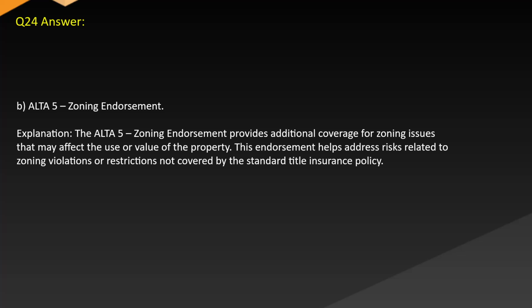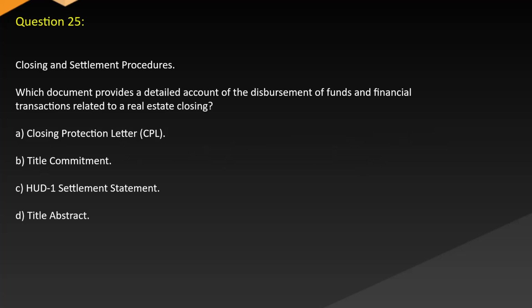Answer: B. ALTA 5. Zoning endorsement. Explanation: the ALTA 5 zoning endorsement provides additional coverage for zoning issues that may affect the use or value of the property. This endorsement helps address risks related to zoning violations or restrictions not covered by the standard title insurance policy. Question 25. Closing and settlement procedures.